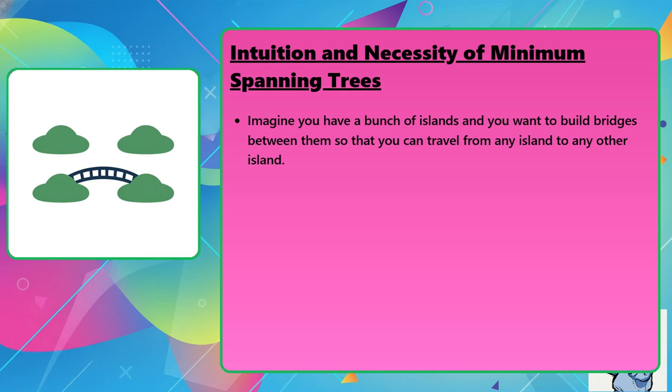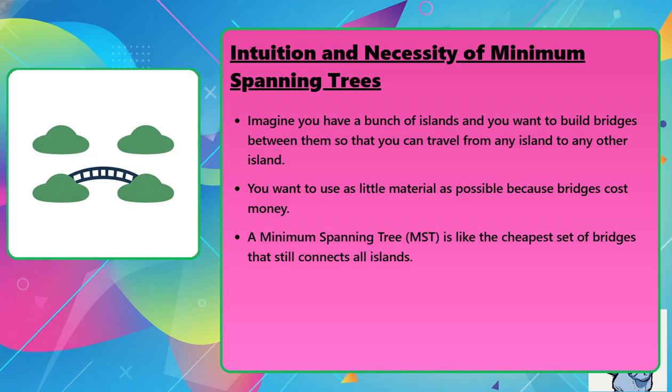Imagine you have a bunch of islands, and you want to build bridges between them so that you can travel from any island to any other island. You want to use as little material as possible because bridges cost money. A minimum spanning tree (MST) is like the cheapest set of bridges that still connects all islands.